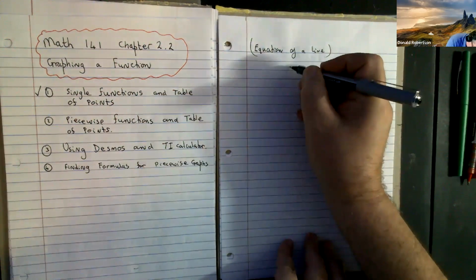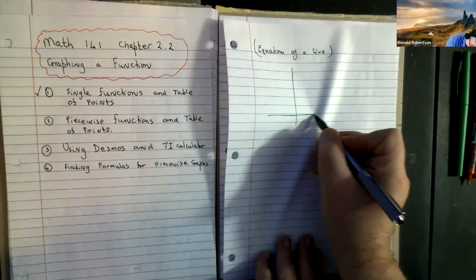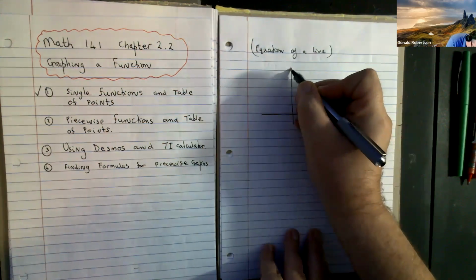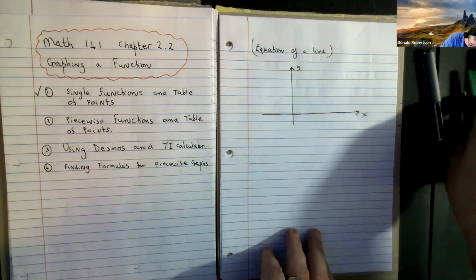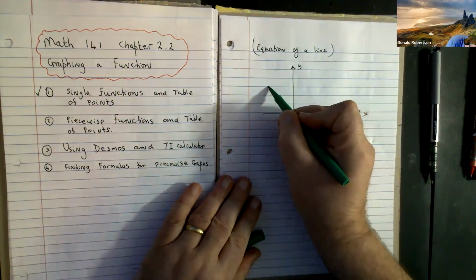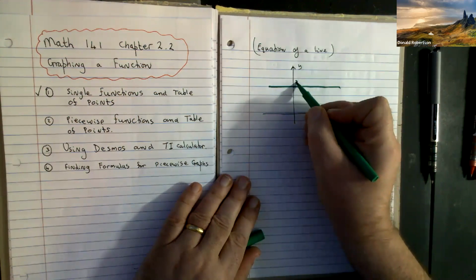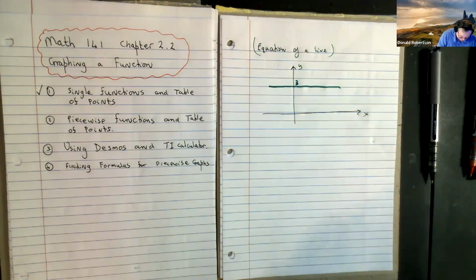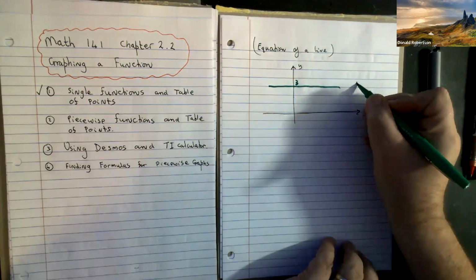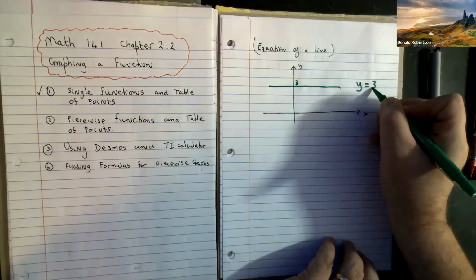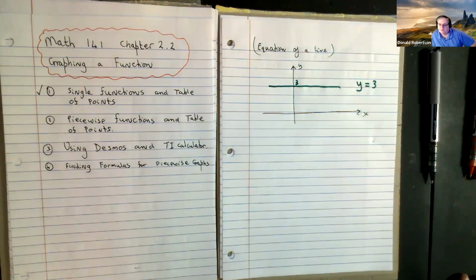So I want you to imagine that we have the simplest line I can possibly think of, and that is a straight line. And let's say that that straight line passes the y-axis at 3. Horizontal straight lines have equations y equals 3. You okay with that? Nothing really to see here?